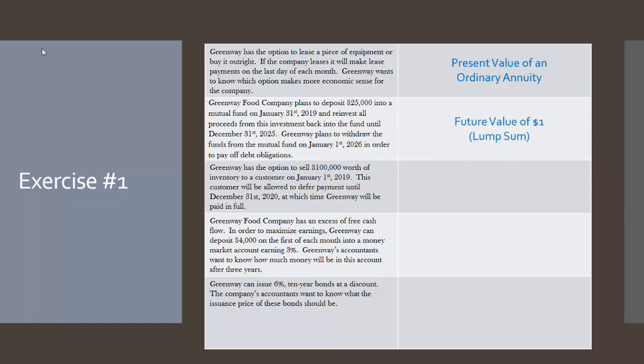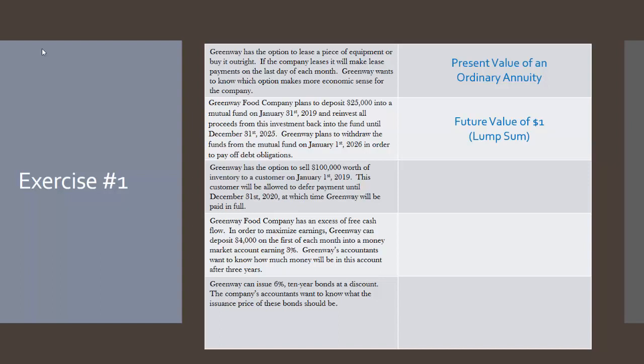Next up, Greenway has the option to sell $100,000 worth of inventory to a customer on January 1st, 2019. This customer will be allowed to defer payment until December 31st, 2020, at which time Greenway will be paid in full. Well, if they were giving us the $100,000 that we are selling to them today, it'd be worth $100,000 today, because today is today.